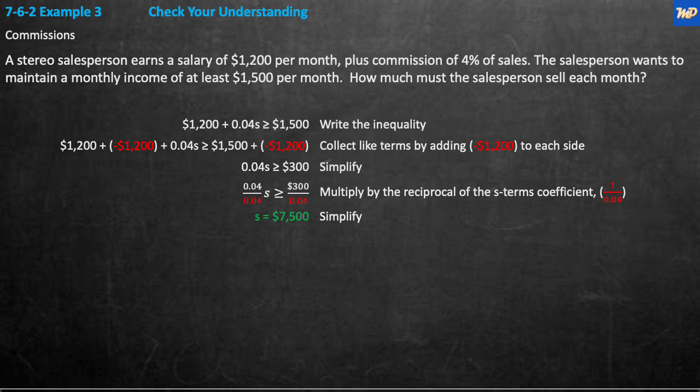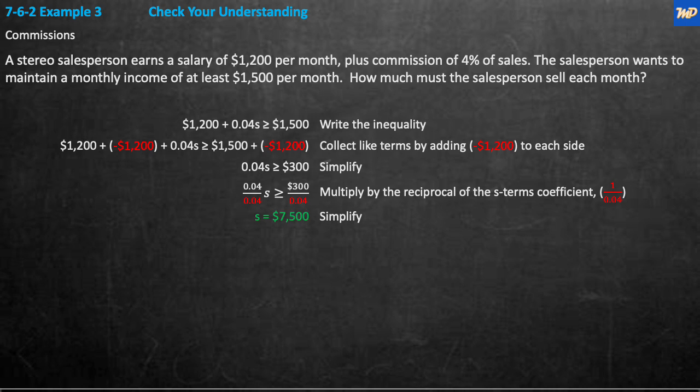Okay, so the salesperson wants to maintain a monthly income of at least $1,500 per month. How much must the salesperson sell each month? Well, that's where their commission comes in. That extra money they want to make has to be sales times 4%.